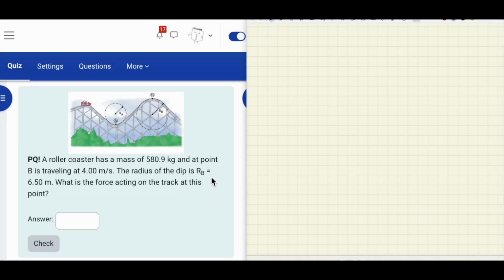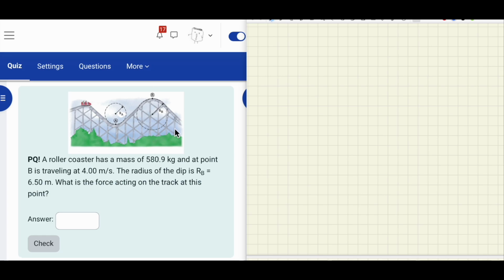I had a request to go over a couple of the homework problems from the past. This is a centripetal motion problem from, I think, a November assignment. And this was question number 7. If we just read it briefly, a roller coaster has a mass of 580.9 kilograms, and at point B, that's on top of this hill, is traveling at 4 meters per second. The radius of the dip is 6.5 meters. What is the force acting on the track at this point?